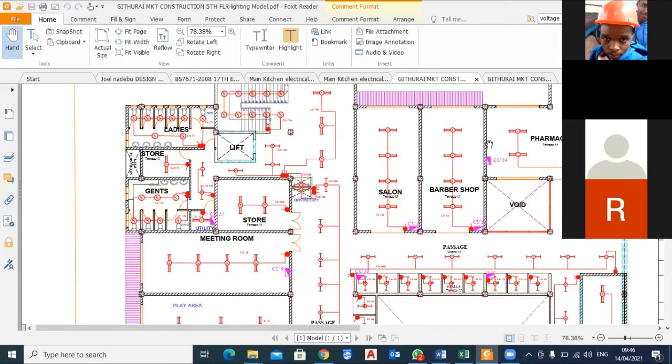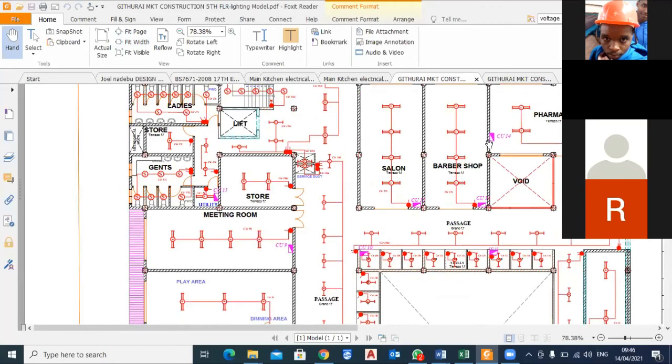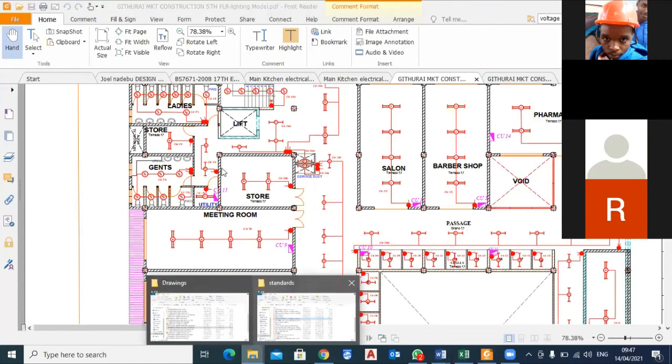And why fluorescent? Now I'm giving a brief. Githurai, we are building market stalls, and it is a 6-story building. We have ground floor, first floor, second floor, third floor, up to 5th floor. On the first floor, ground first up to 4th floor, we have stalls. Let me just show you where the stalls are. Githurai market.